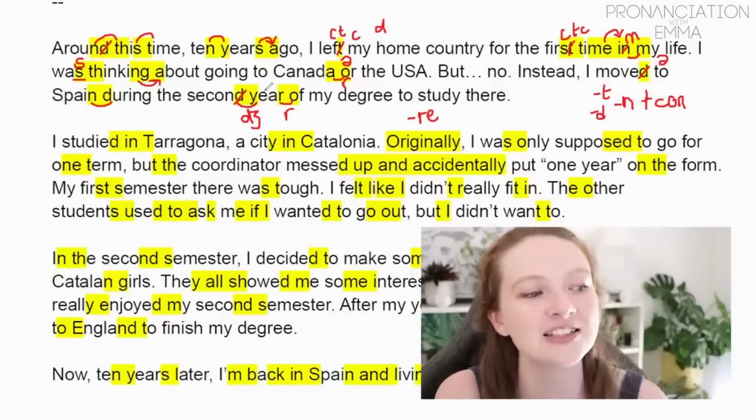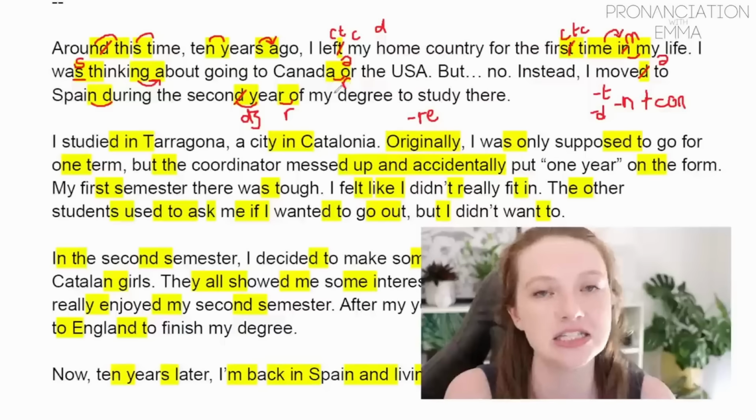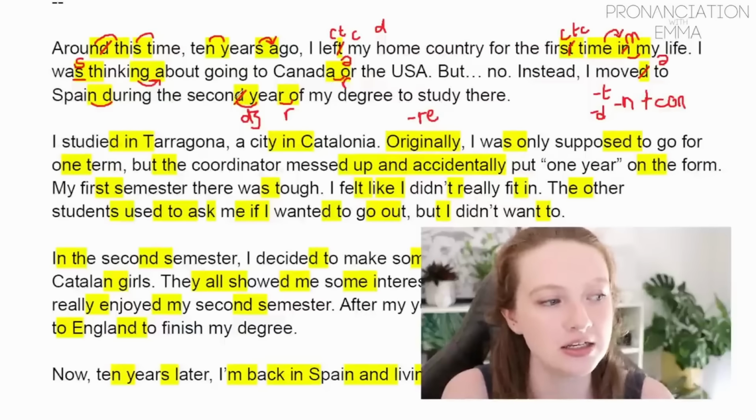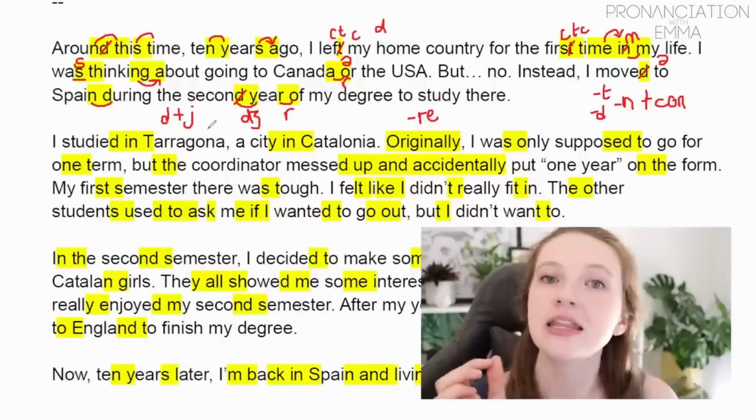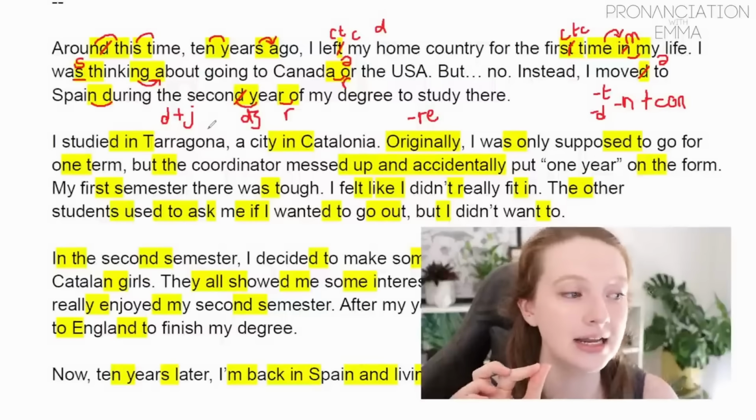So second year of my degree to study there. So this d and y, I've got a video all about this. It's called Assimilation. When we get this d and y together and we combine it, it makes a j sound. This can happen in between words like second year, or it can happen within words. So for example, education, I can also say education. So education, education. I can do it within words as well. So that's our first paragraph.